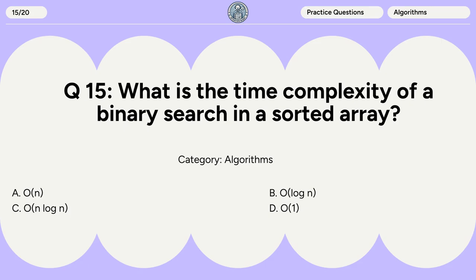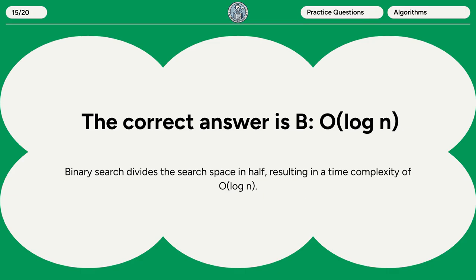Question 15. What is the time complexity of a binary search in a sorted array? The correct answer is B. O(log n). Binary search divides the search space in half, resulting in a time complexity of O(log n).